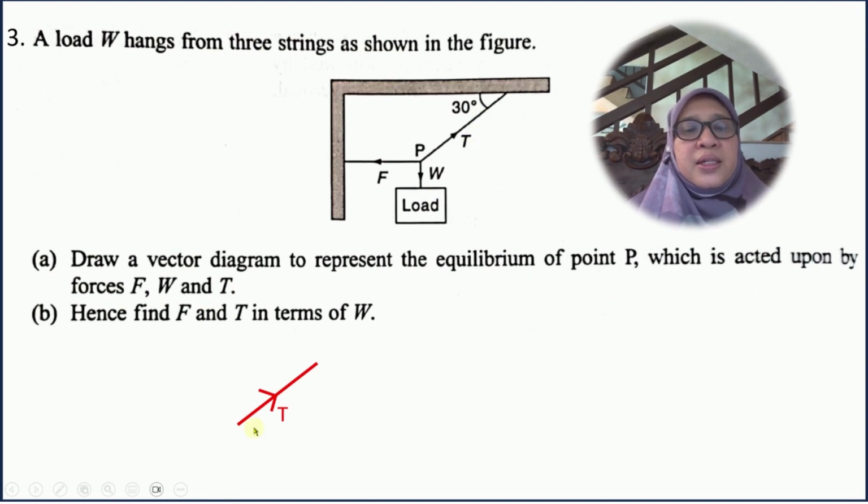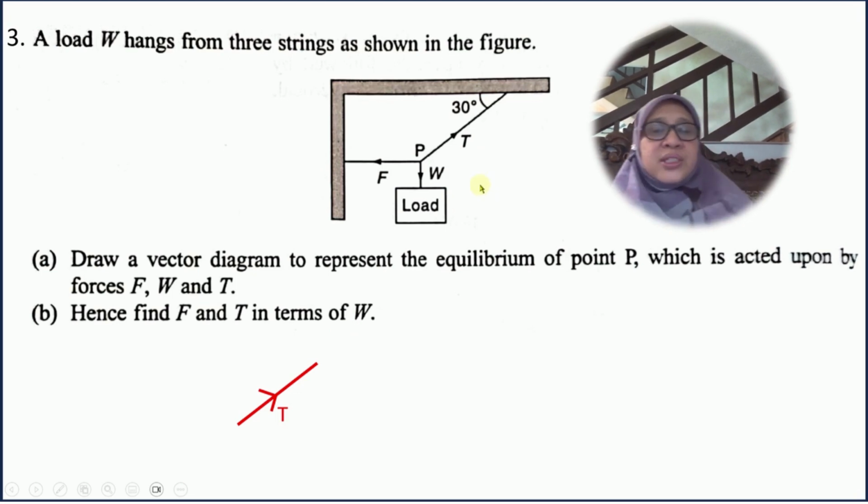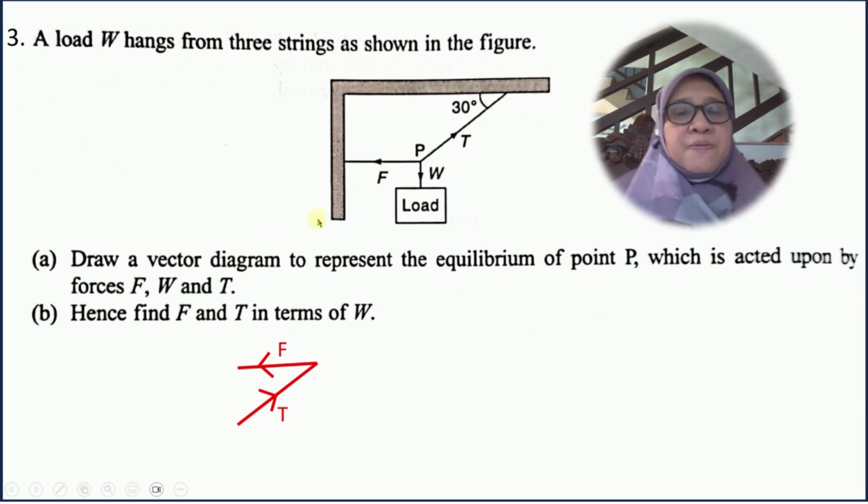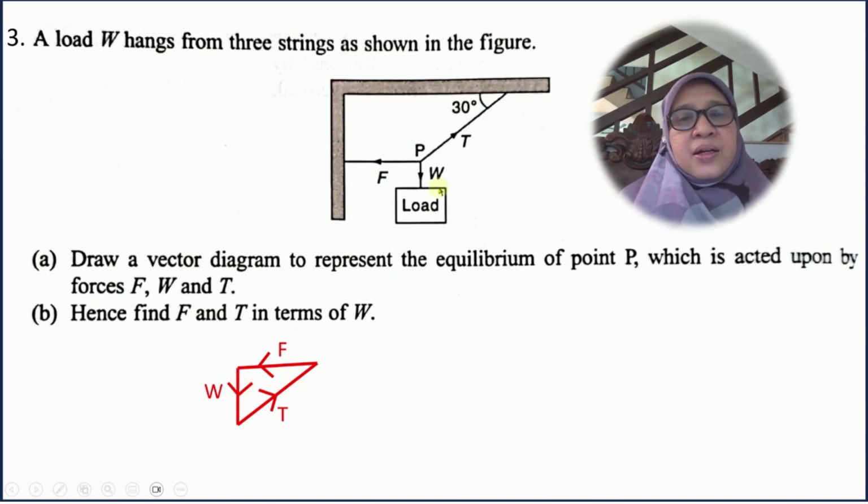So this is T. We represent the tension in the string T here. We draw here followed by F, a horizontal line to the left of the screen. Then the weight's direction is downward, so it makes a complete triangle where the arrows follow one after another. The angle T makes with the horizontal is 30 degrees.